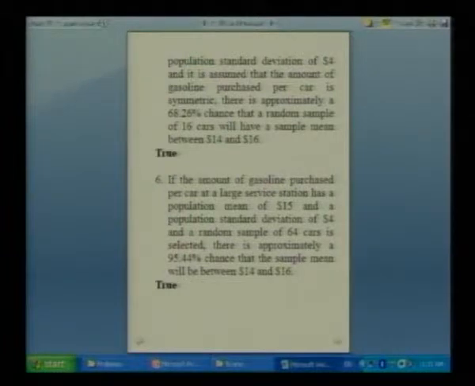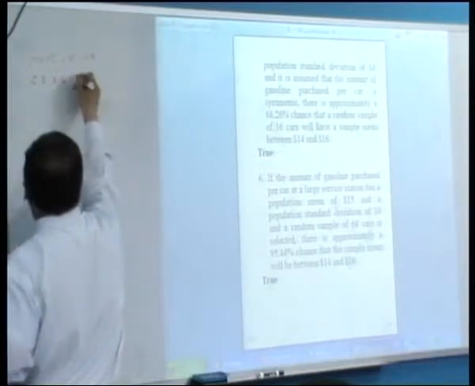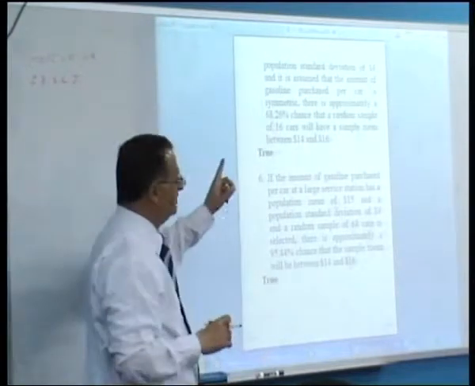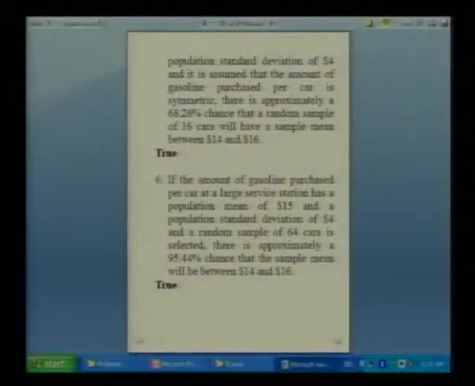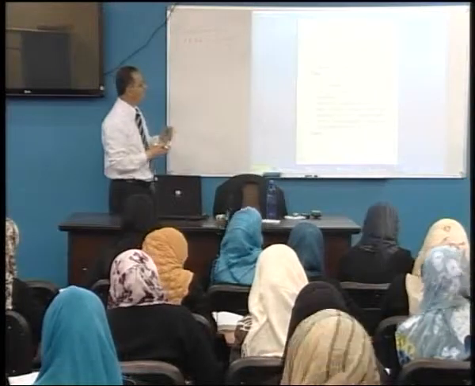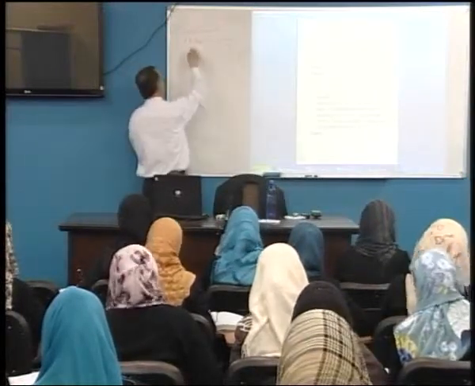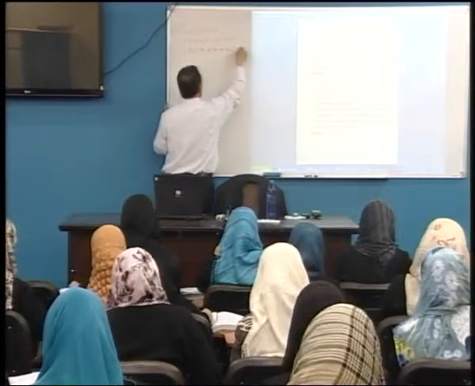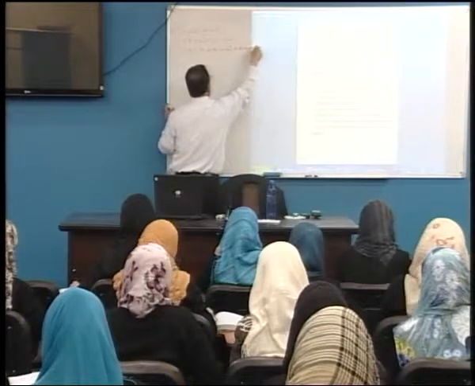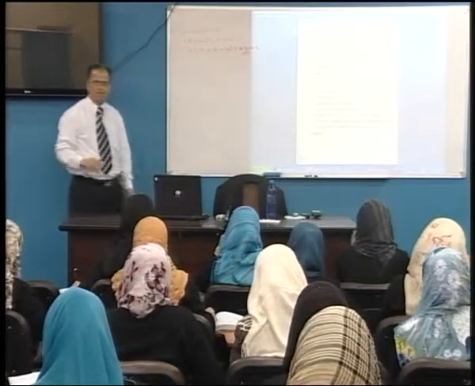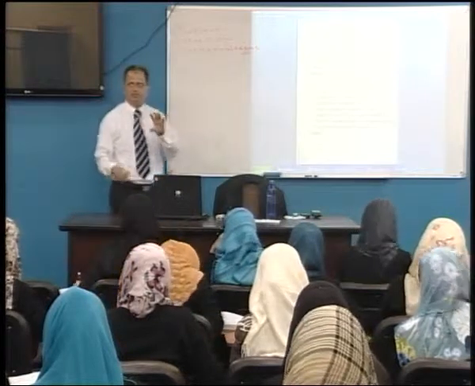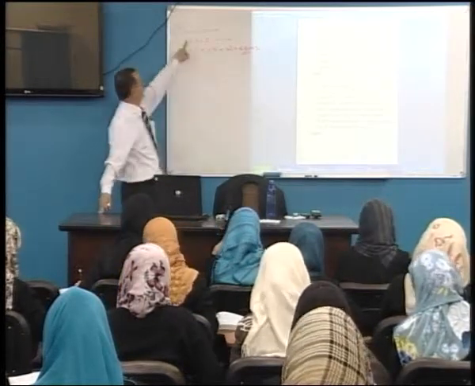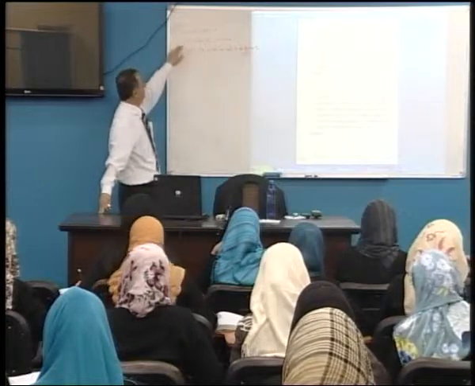There is approximately a 68.16% chance that a random sample of 16 cars, so n equals 16 cars, will have a sample mean between 14 and 16. So it says that between 14 and 16, the answer is 68.14%. So again, we have a population, and this population is symmetric, with mean of 15, sigma of 4.